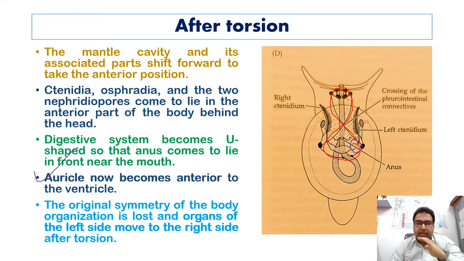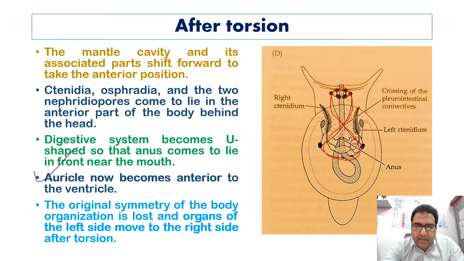क्योंकि ट्विस्ट हो गया, इसमें टॉर्शन हो गया, और जो एंटीरियर साइड, जो पोस्टीरियर साइड है, वो एंटीरियर में आ गई और घूम गई, जिसकी वजह से नर्वस सिस्टम घूम गया। Now you have to keep in mind that this nervous system which is twisted to the figure eight, so that the nerve ring that comes to lie on the top of the eight, and the visceral ganglion occupies a posterior position by crossing the pleurovisceral nerve connective. So it has crossed the pleurovisceral nerve connective and it has come on to the anterior side by crossing it.